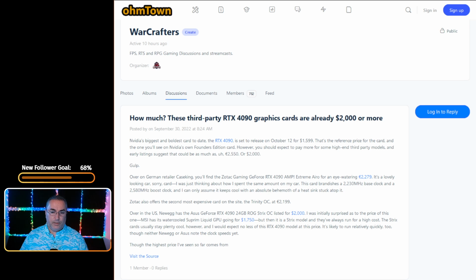So over in the US, Newegg has the Asus GeForce RTX 4090 24 GB ROG Strix OC. Again, hell of a name, folks. Listed for $2,000. The author was initially surprised at the price of this card. MSI has one of the water-cooled Supreme Liquid GPUs going for $1,750. But then it's the Strix model, and they've always run for a higher cost.